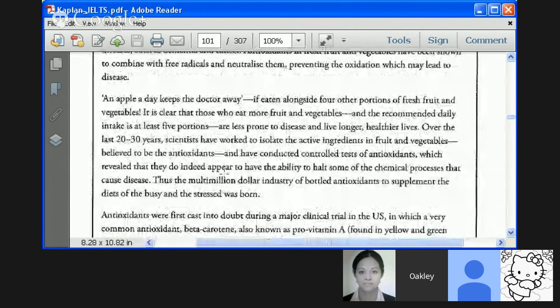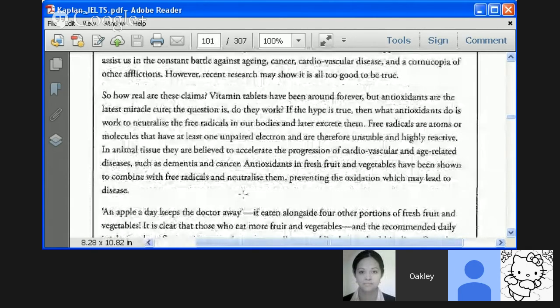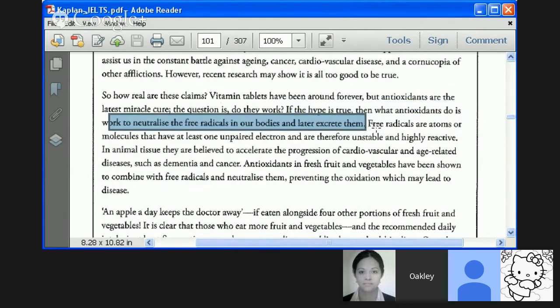If I look for, well, I forgot what I was looking for. Free radicals. Oh, here's one. Here's another one before. Okay. So I'm going to read the sentence or sentences around this idea. What antioxidants do is work to neutralize the free radicals in our body and later excrete them.